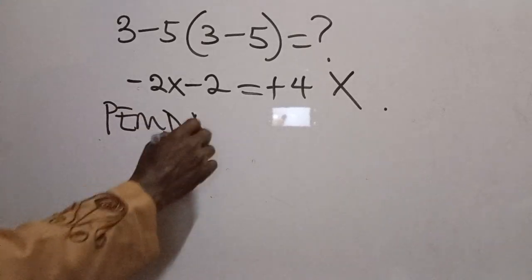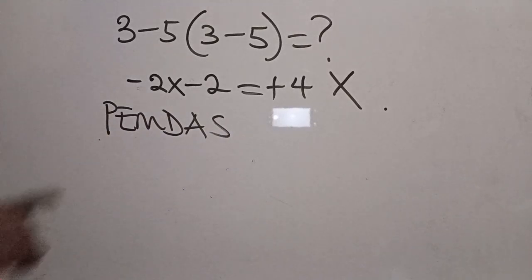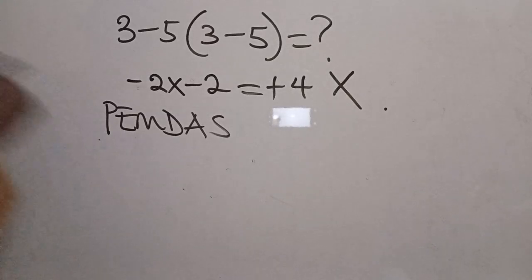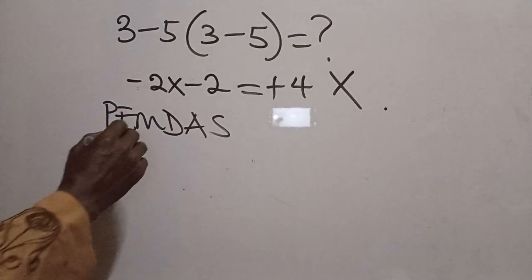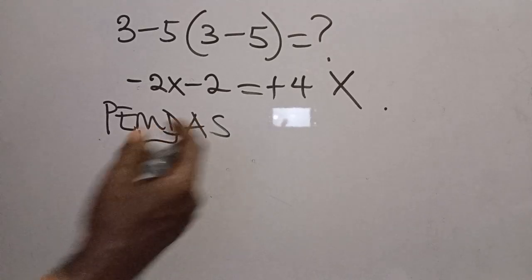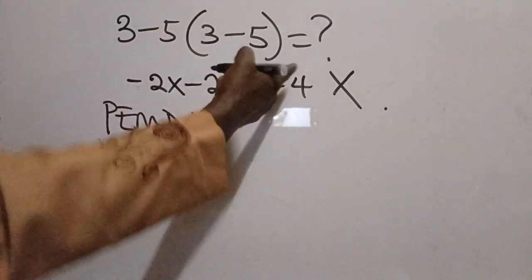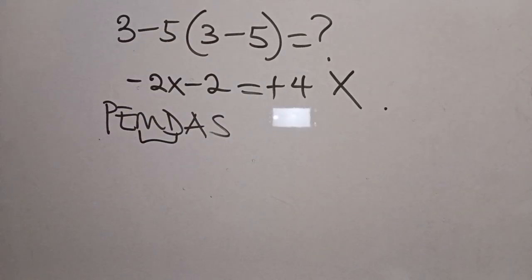So let's apply PEMDAS. And what does PEMDAS mean? P stands for parenthesis, E for exponential, M for multiplication, D for division, A for addition, and S for subtraction. Note that multiplication and division have the same priority, and you have to evaluate them from left to right. So in this question, we have parenthesis as the first thing.